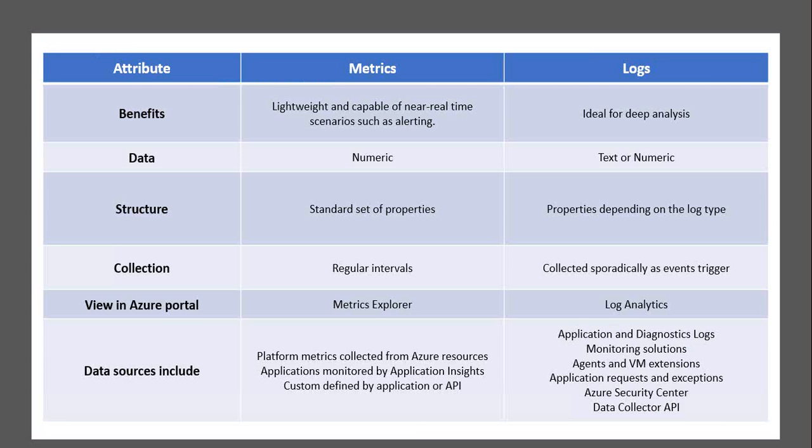You view metrics in the Azure portal with the Metrics Explorer, whereas you view logs in Log Analytics. And data sources for metrics include platform metrics from resources in Azure, applications with Application Insights, which we'll touch on later, and even custom metrics defined by an application or an API that you define. And for logs, it could be application or diagnostic logs. It could be a monitoring solution, actually including Azure Monitor itself, so you can pipe all of a metric into logs to have them in one single view. They can come from agents or VM extensions, as we talked about with the guest operating system, application requests or exceptions, Azure Security Center, which we'll touch on a little bit later in the presentation as well, or through the Data Collector API.